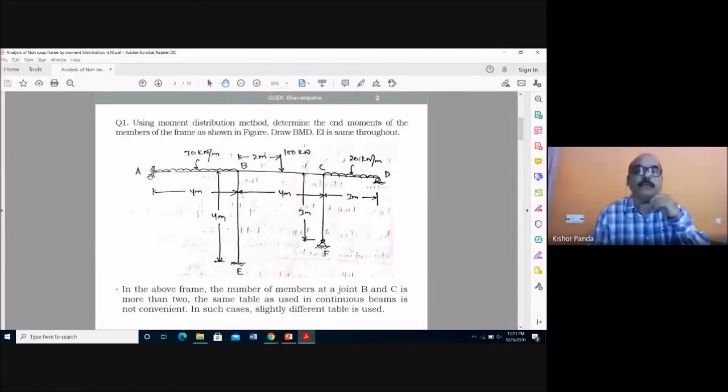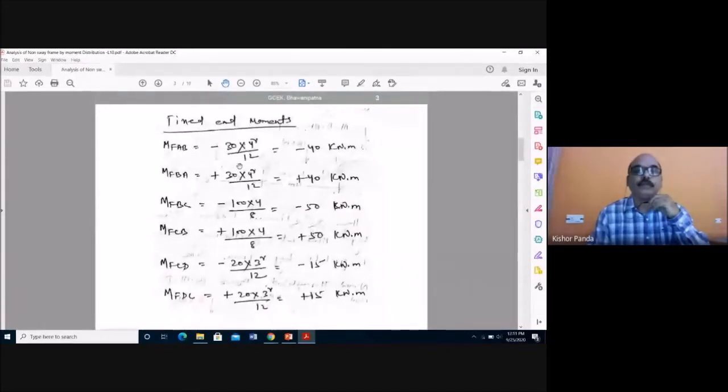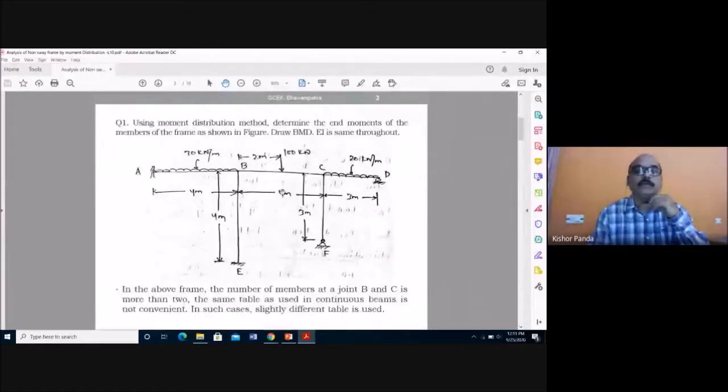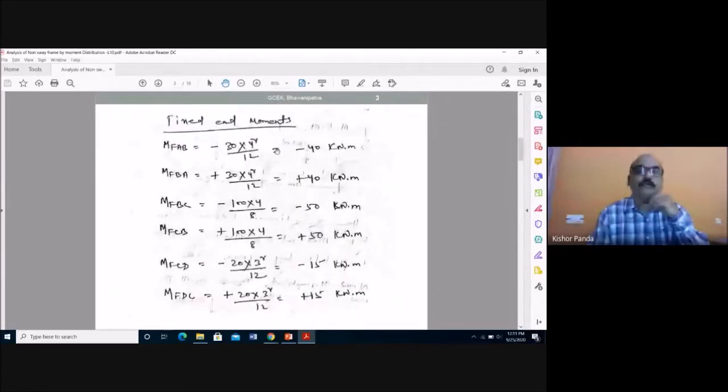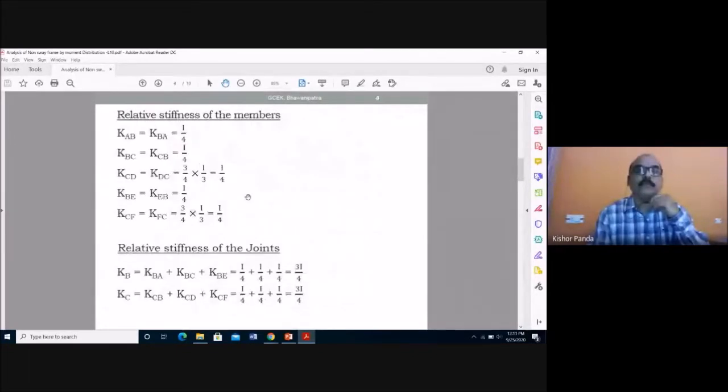So here A, B, B, C, C, D and B, E and C, F. This is the vertical member. So already we have discussed that in last class. The first step that you have to find out is the fixed end moments. This is already discussed. So for span AB, BC and CD and for BE and CF. These are the moments.